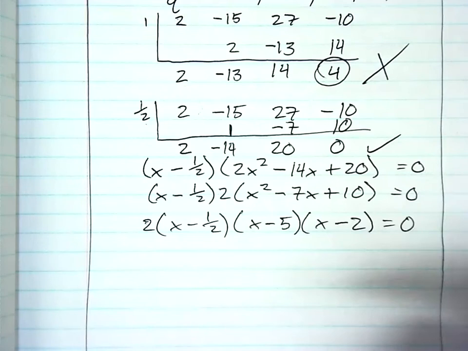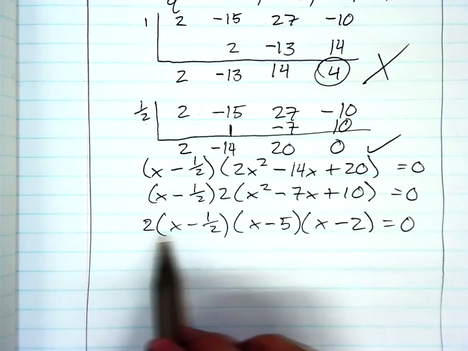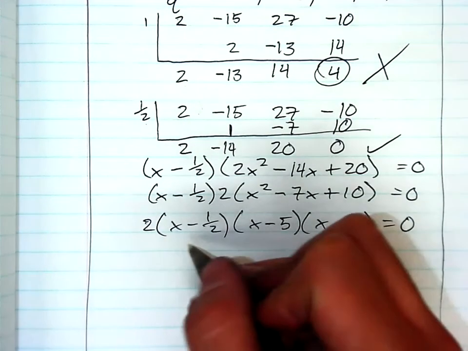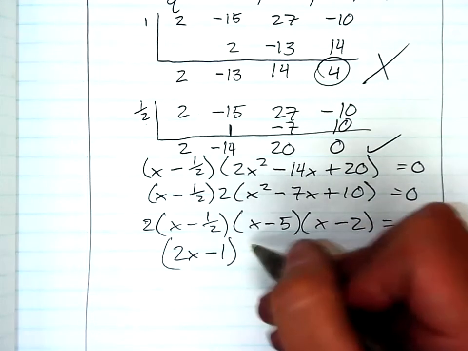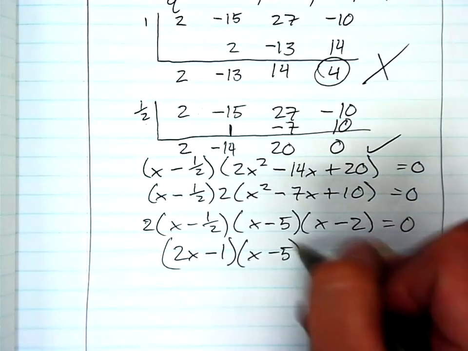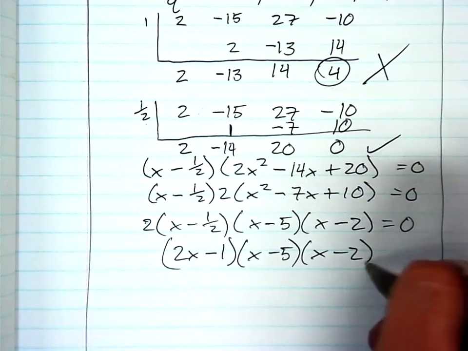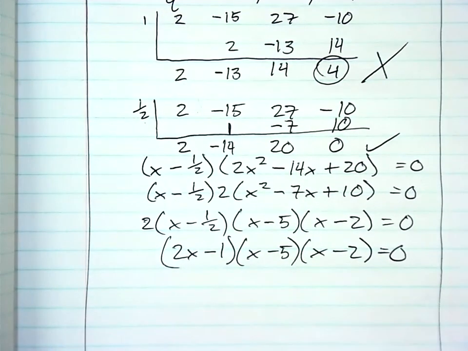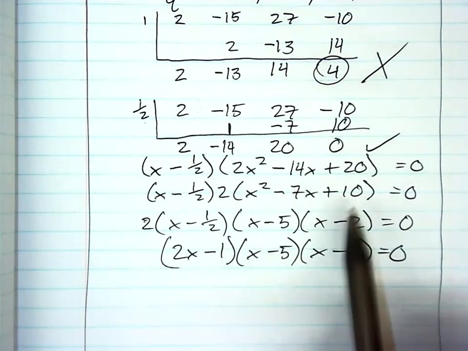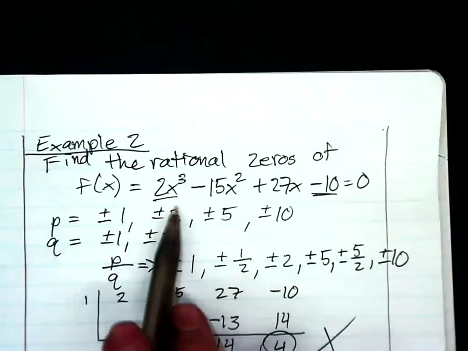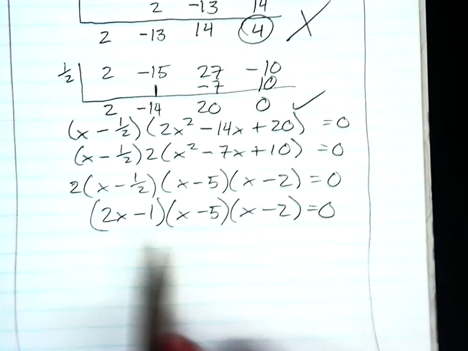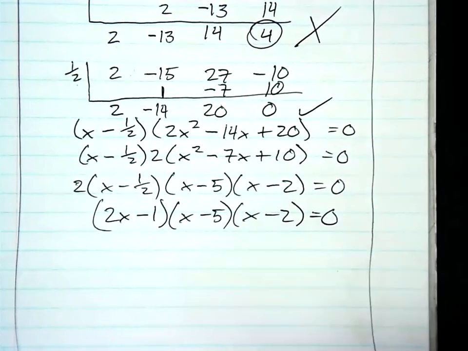Only thing is I have a half right there. I don't really want to deal with that. I can go ahead and distribute this 2 and make this a little cleaner. So this one can be read as 2x minus 1, x minus 5, x minus 2 equals 0. Okay? So by using the rational zero test, using synthetic division, and then factoring, I was able to successfully factor this great big polynomial down to these 3 terms.